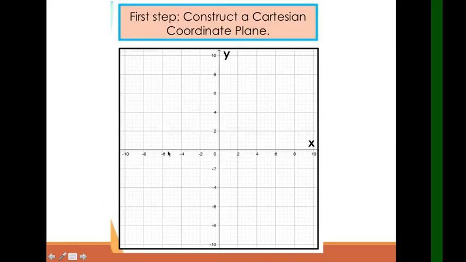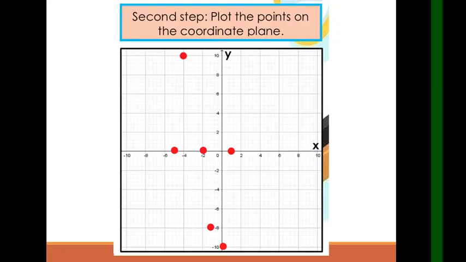Okay, so the first step, construct a Cartesian coordinate plane, or the x and y plane. And then after that, plot the points in the coordinate. Ito yung mga points na na-solve natin kanina, if you still remember them: (-5, 0), (-2, 0), (-1, 0), if I'm not mistaken. We have also (0, -10), (-4, 10), and (-1, -8).